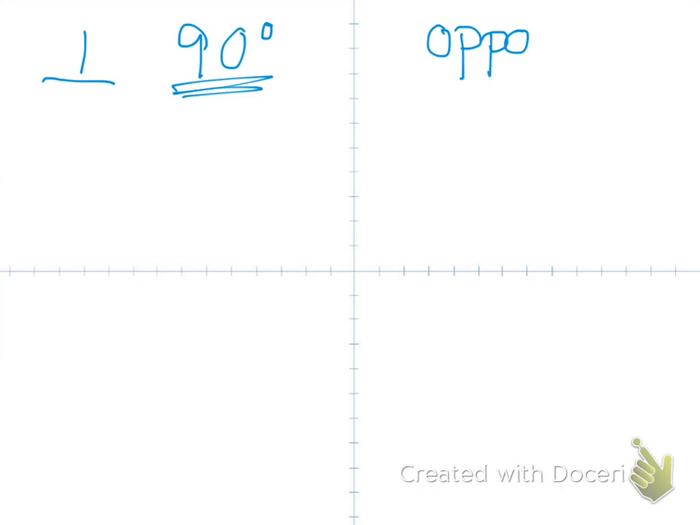Now, perpendicular lines, and this is that symbol of perpendicular, they will intersect, but they're special because when they intersect, they form a 90-degree angle. Okay, that's why they are special. Now, they have a slope that is the opposite, which means if it's plus, then the other one's minus, or if it's minus, the other one's plus, and reciprocal.